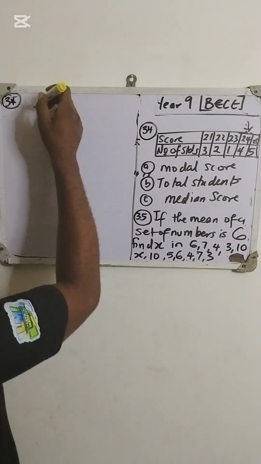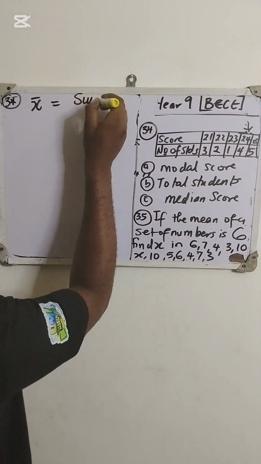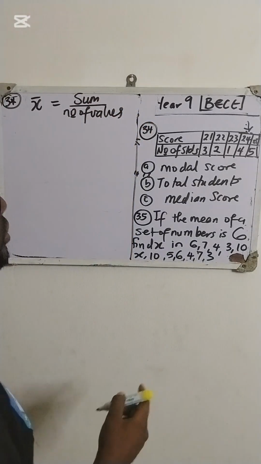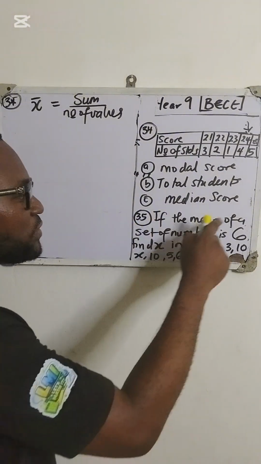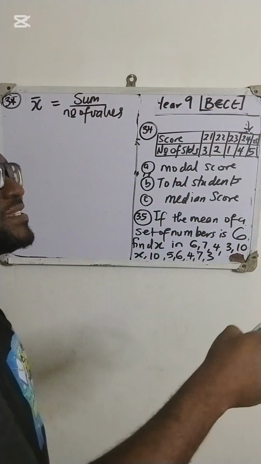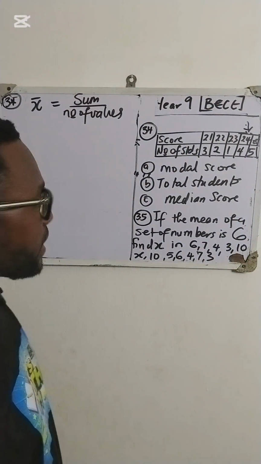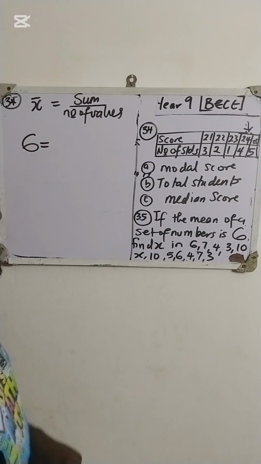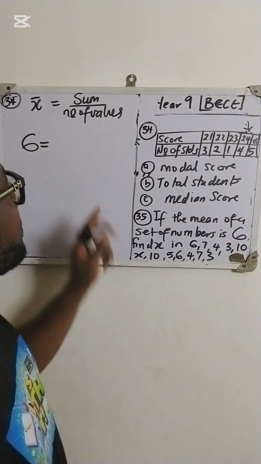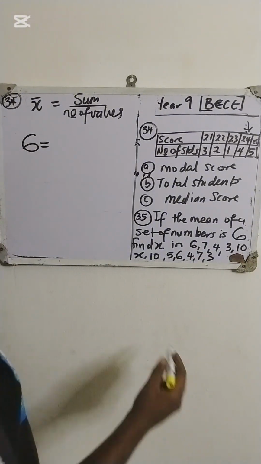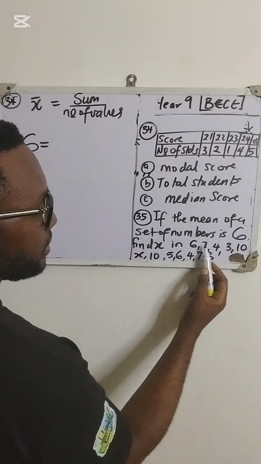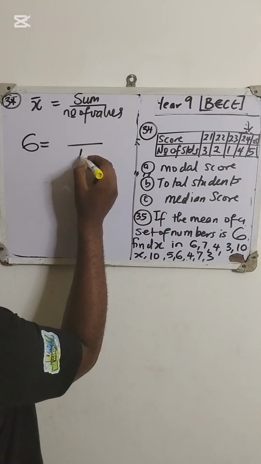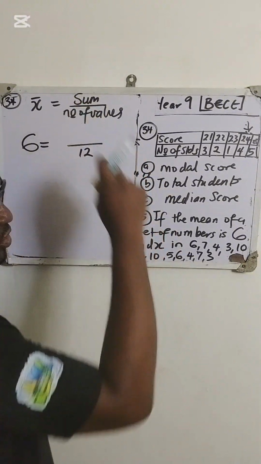35, we told you that mean is sum over the number of values that we have. Okay? Sum over number of values. Now they said the mean of a certain number is 6, so the mean is given. So this mean is now 6. Now we need to sum this together for what is on top. Meanwhile, let's get how many number of values there are. 1, 2, 3, 4, 5, 6, 7, 8, 9, 10, 11, 12. So this is over 12.